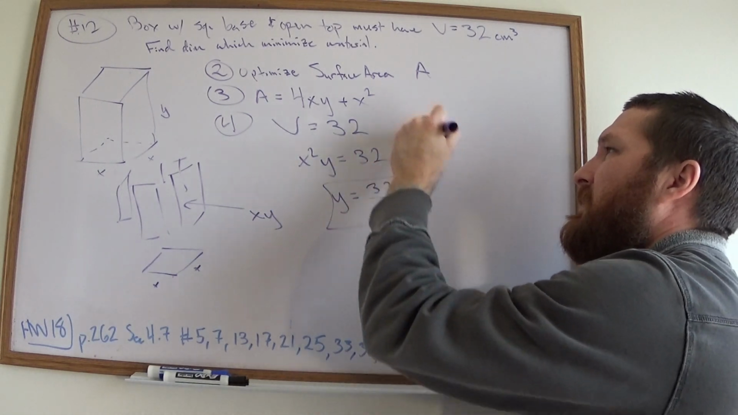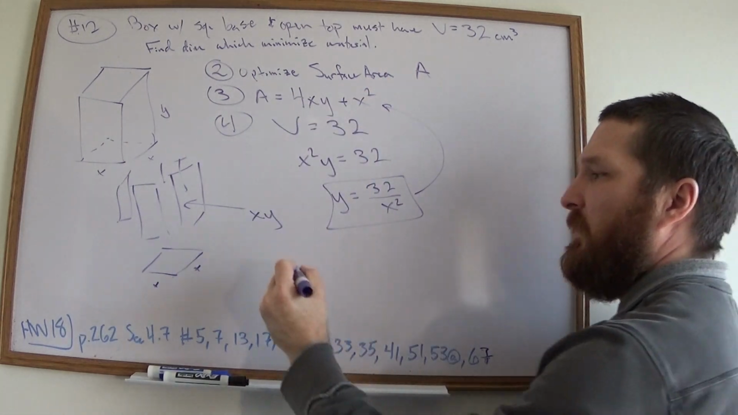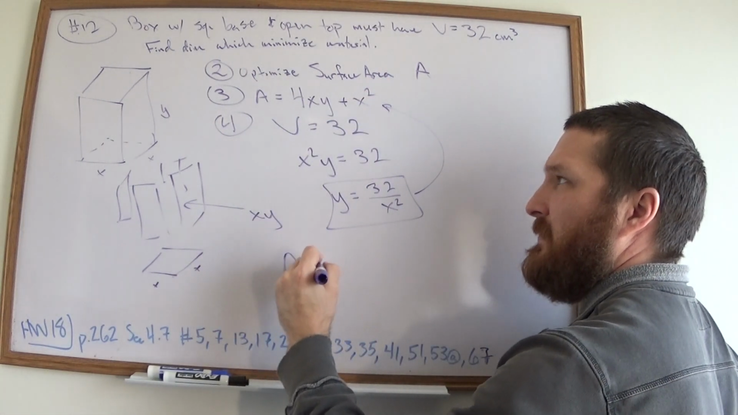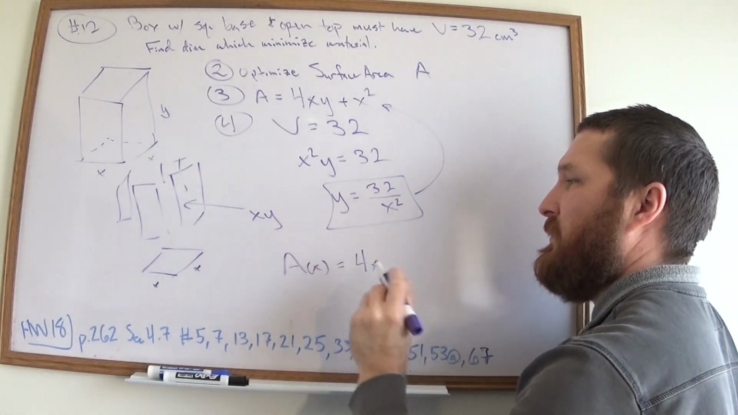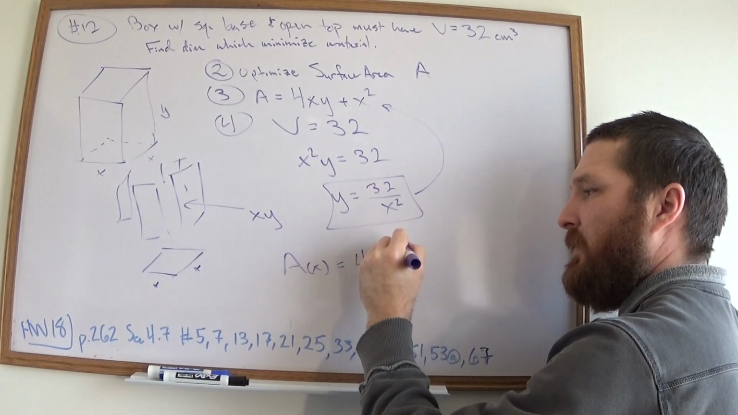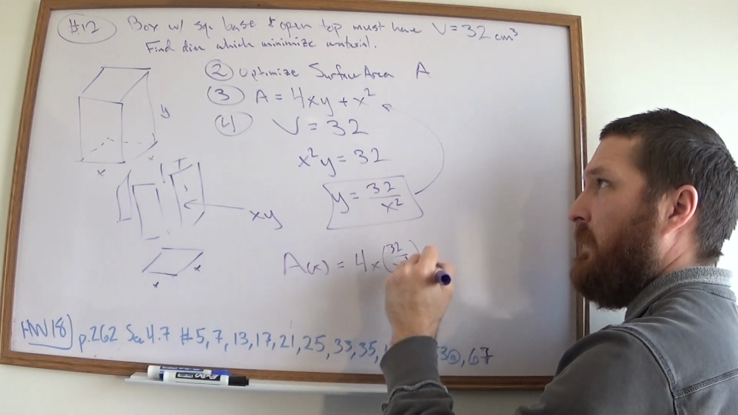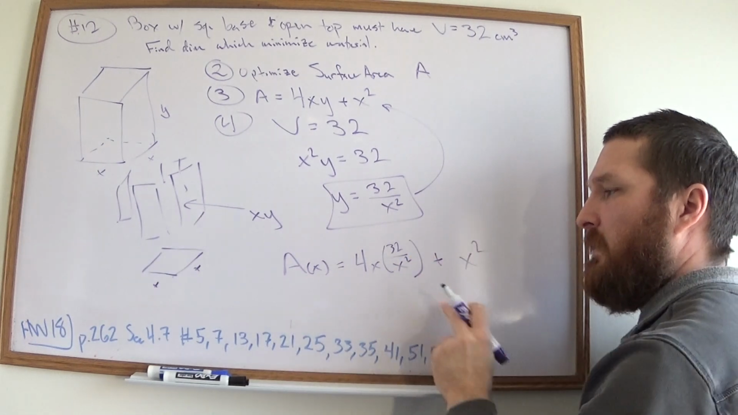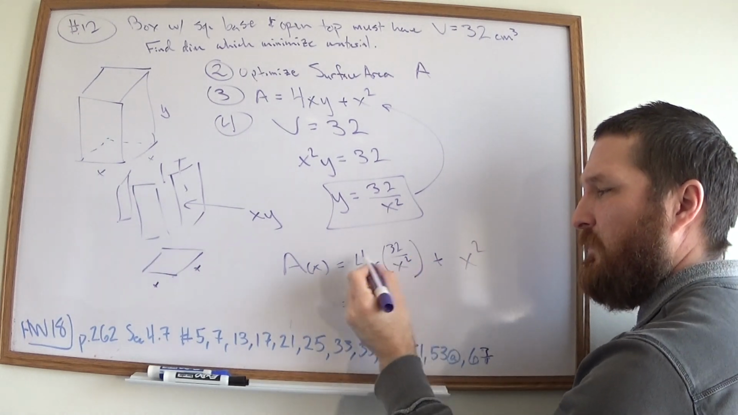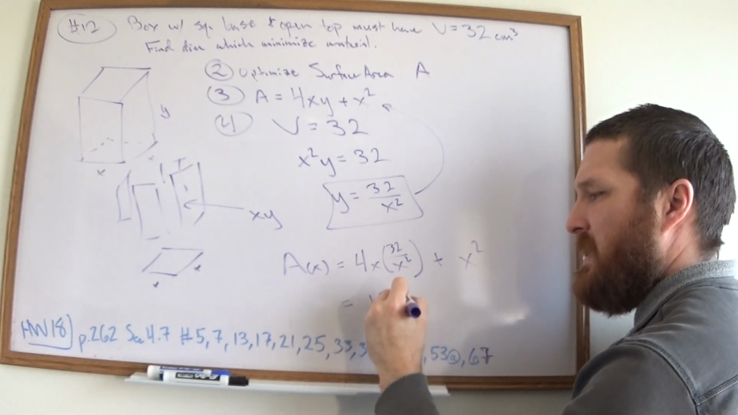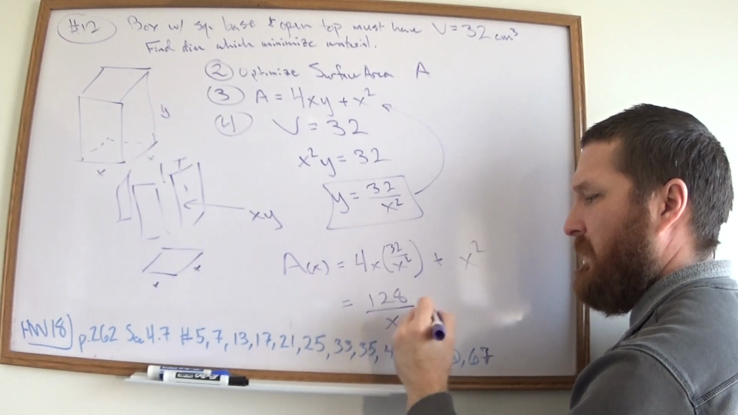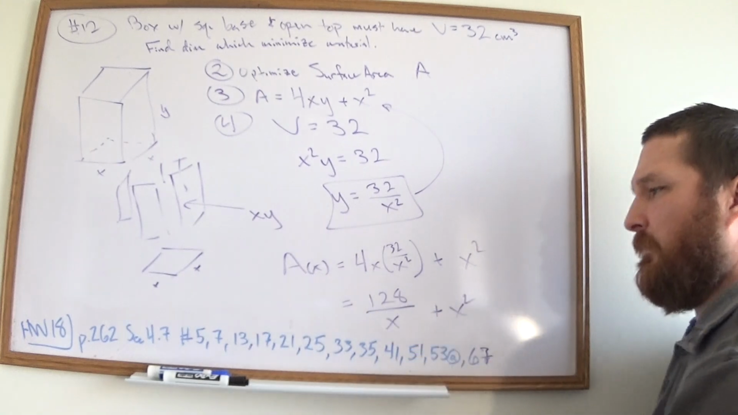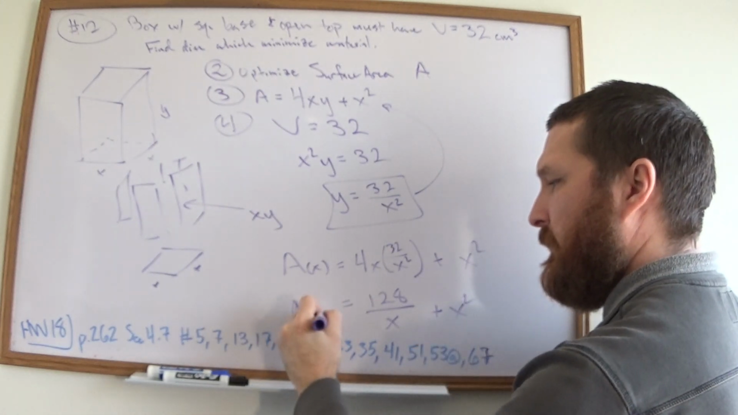Use this to turn this into a function of one variable. So now A of x is equal to 4x, y is 32 over x squared, plus x squared. That's the same thing as 4 times 32, which is 128 over x, plus x squared. That's my function of one variable.